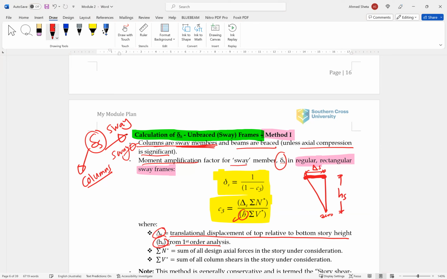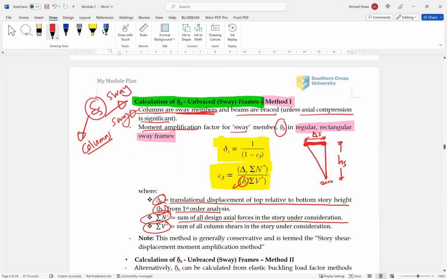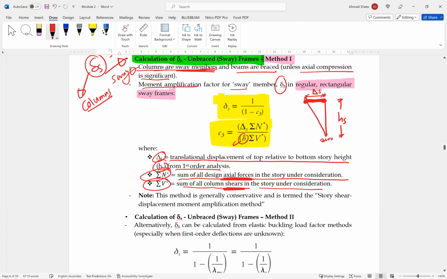Summation N star is the summation of all design axial forces in the story under consideration. Summation V is the summation of all column shears. So N star is axial forces and V is shears in the story under consideration. Note that this method is generally conservative and it is termed the story shear displacement moment amplification factor. So this method is called the story shear moment amplification factor.